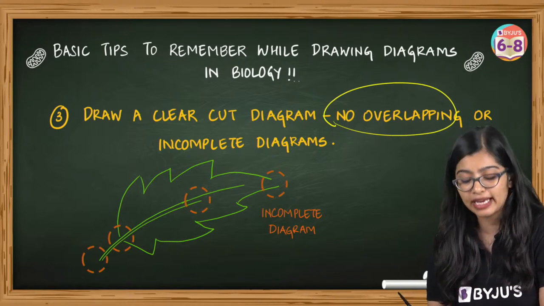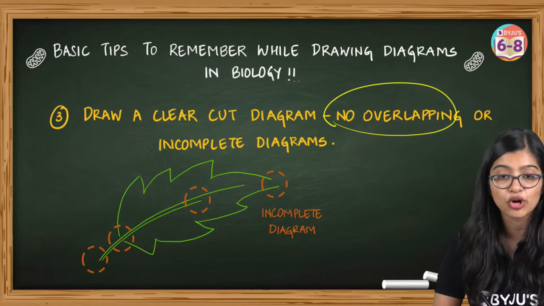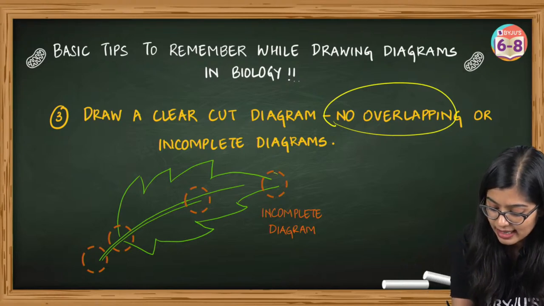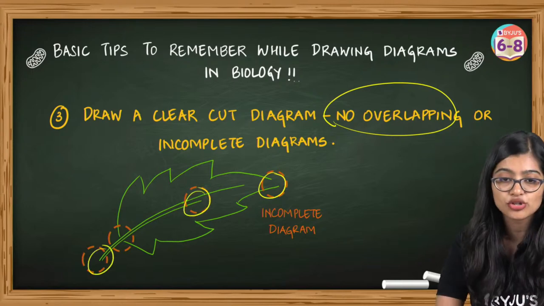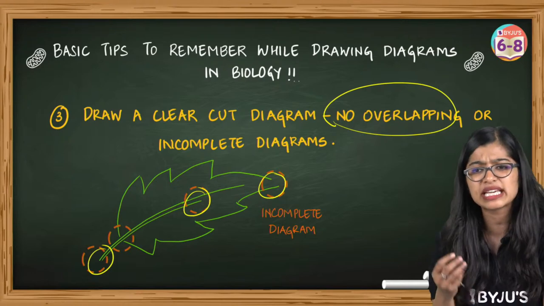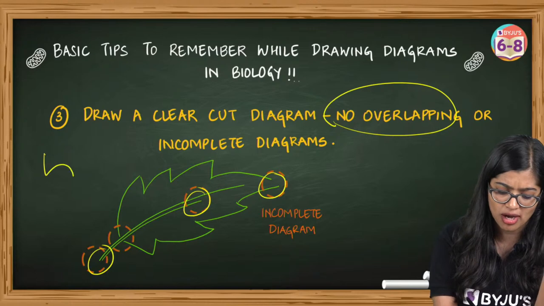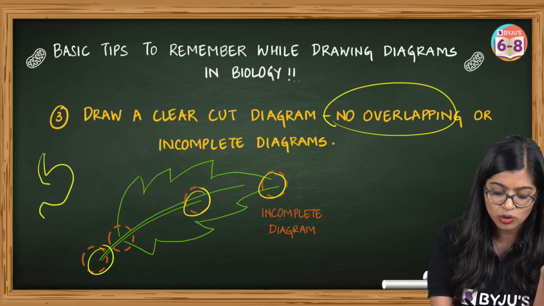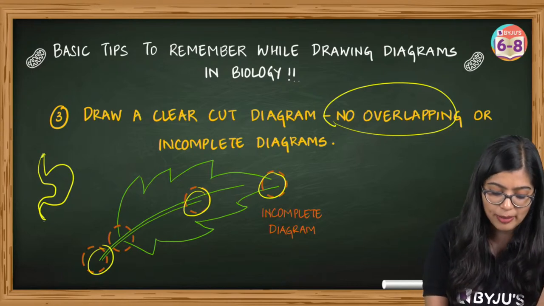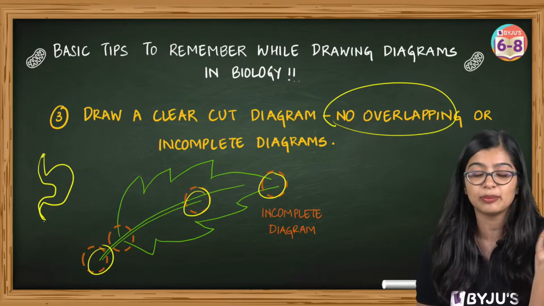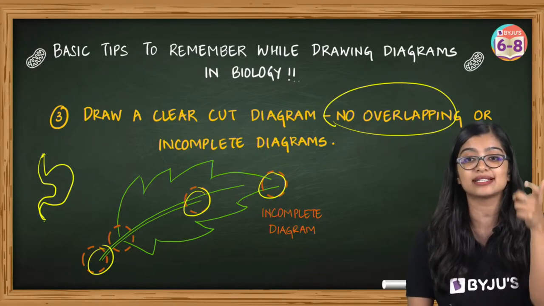Now, what is incomplete? You can see an example on the screen. I have a structure of the leaf drawn here, right? But you can see that this part is not joined, right? This part is not joined. Here, everything is not joined properly. So this diagram is incomplete. And at times, you imagine you're drawing the digestive system, you draw a stomach like this, right? And you close this off or you make a mistake in this manner, yes? So if you close the openings, the concept in itself will be incorrect. So you need to understand that your diagram should be complete at all times.